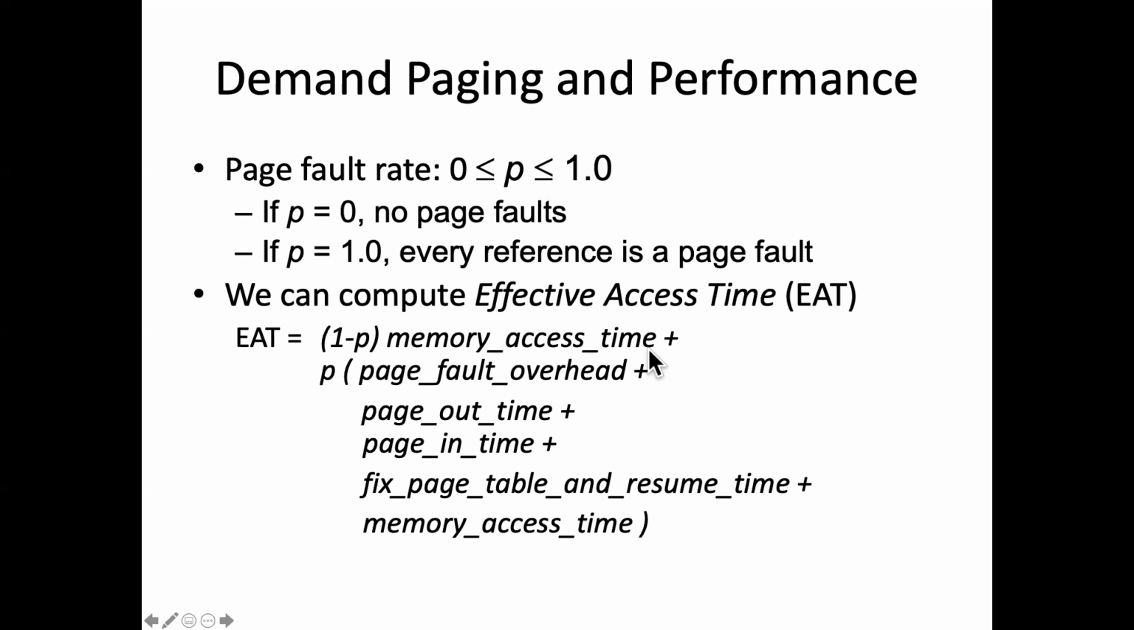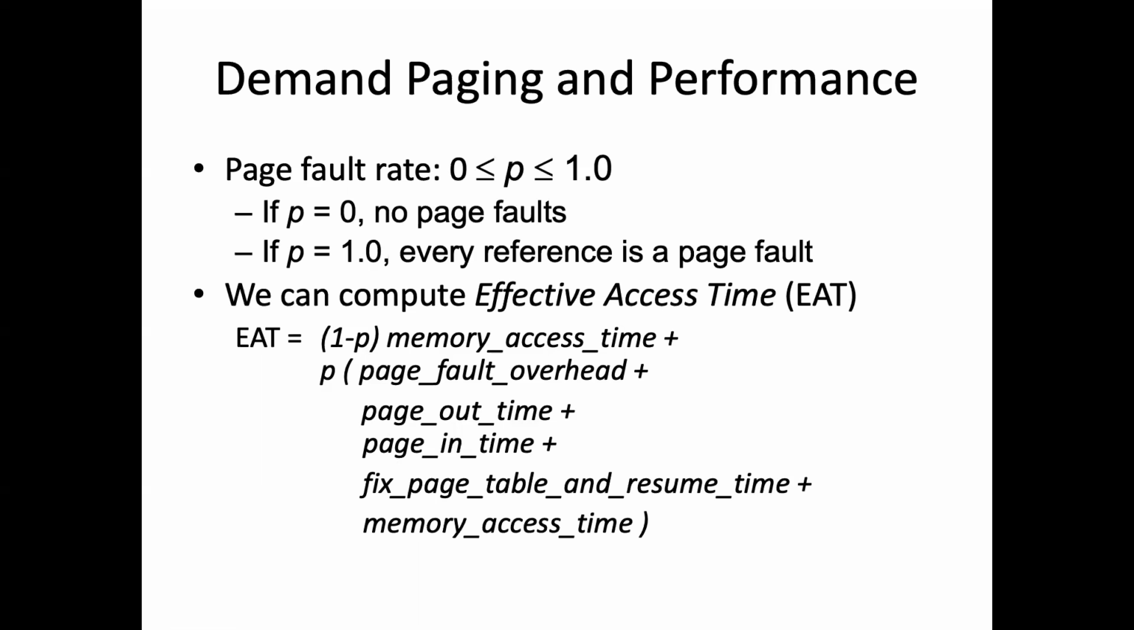And again, I probably skipped saying this. If we wanted to compute effective memory access time, it would just be a weighted sum of how long it takes to access main memory times how often that happens, versus how long it takes to service a page fault times how often that happens. Well, P is how often page faults happen. And when a page fault happens, just like we said, there's a lot of stuff that has to go on.